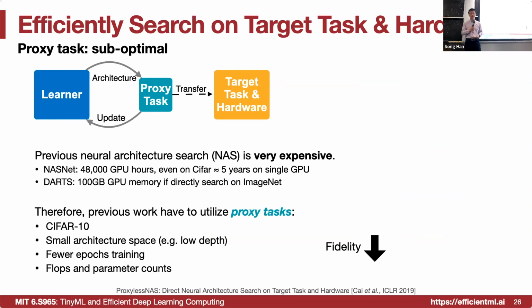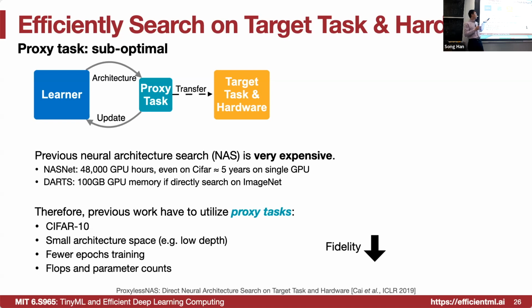That's our argument. But searching a specialized model for each hardware architecture is very expensive. Previous neural architecture search techniques, like NASNet, require 48,000 GPU hours, even on the CIFAR dataset. That's equal to 5 years on a single GPU. So Google can afford it, but not everyone can afford it.